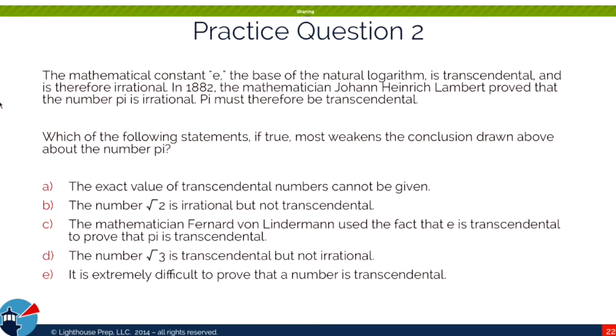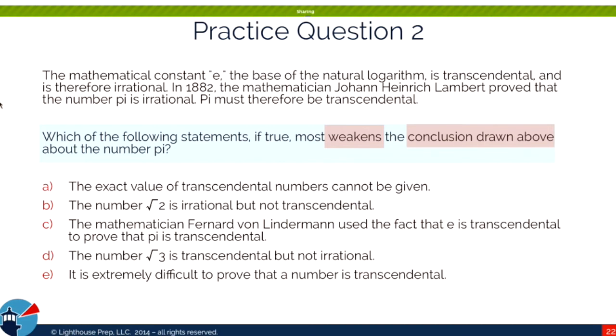Okay, now we're going to go on to question number 2. We're going to start with the question stem. The question stem says, which of the following, if true, most weakens the conclusion drawn above about the number pi? Now again, we're going to look for the keywords. There are some keywords that are the same as the previous question too. So weakens is still there, right? So we want something that's going to weaken the conclusion. Conclusions drawn above, meaning we know it's in the passage.